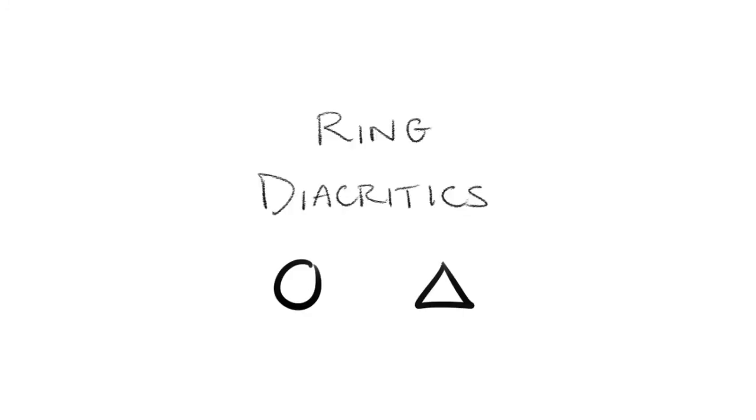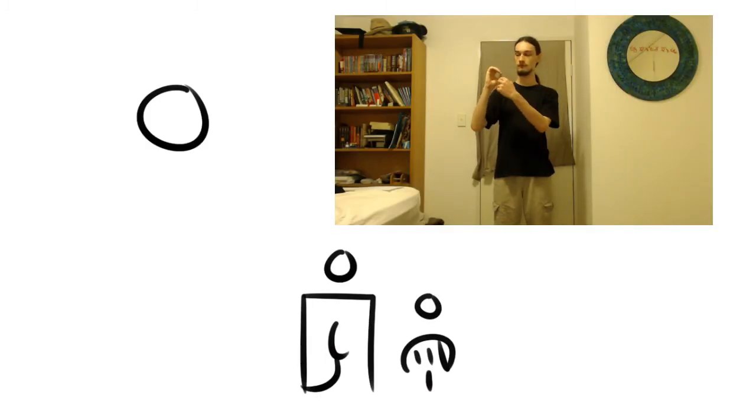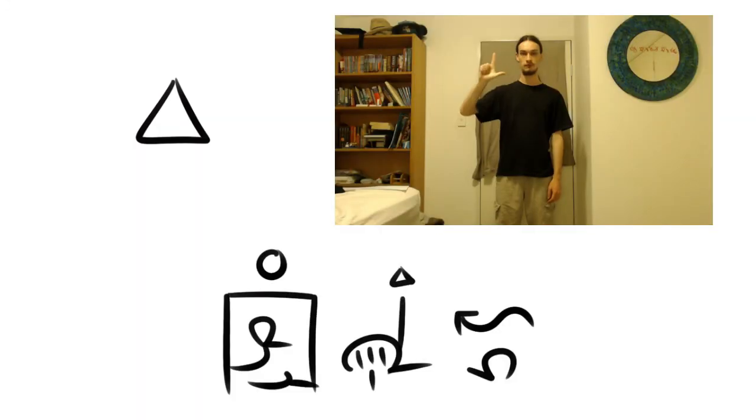And finally, ring diacritics specify that the thumb and fingers have been brought together to make a ring shape. This one specifies that the fingers make a definitive circle shape, just like in the word for 0, and this one specifies that the fingers are pulled to a single point, just like in the word for right.